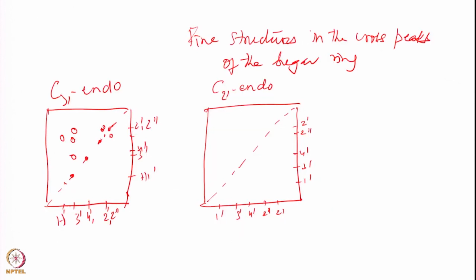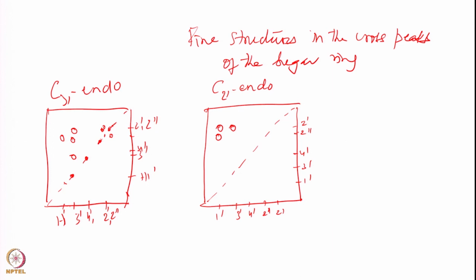So, therefore, I will have the 1' 2' coupling, this peak will be present. 1' 2'' also will be present. And what about 2' 3'? 2' 3' will be present. 2'' 3' will not be present, and 3' 4' also will not be present. So, therefore, I will have only 3 peaks here on both sides.